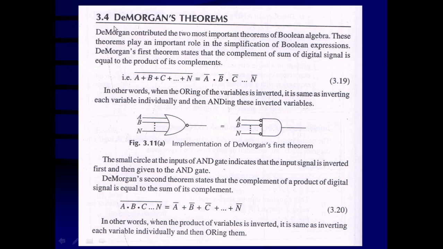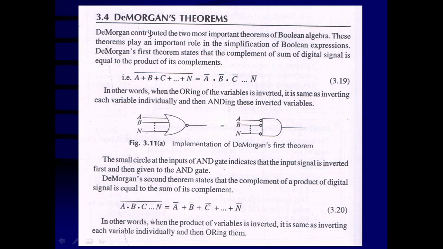Next topic 3.4 is De Morgan's theorem. This De Morgan's theorem you have also studied in 12th standard, but that was for two variables. Now it is in a general form for n variables. De Morgan was a mathematician.